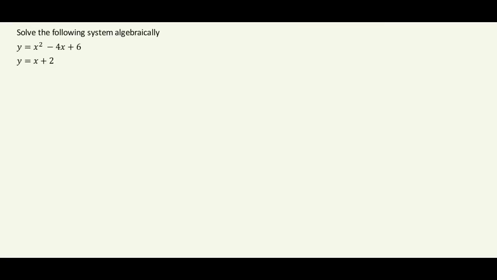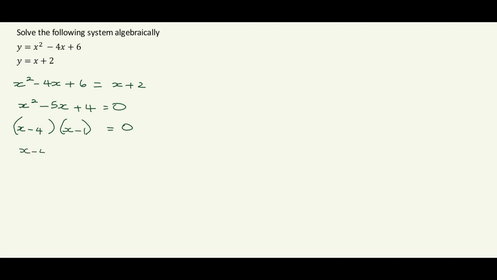Let's take a stab at another example. The first thing we're going to do is look at the forms; they're in the desired form. So we have x squared minus 4x plus 6 equal to x plus 2. We're going to group common terms together, so we have x squared minus 5x plus 4 equal to 0. Now we're going to solve this quadratic equation. We start by factoring it, so we have x minus 4, x minus 1.